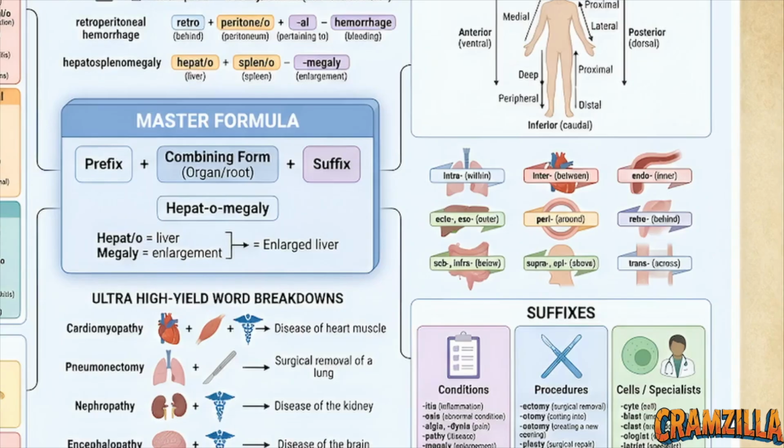Internal location prefixes act as spatial prepositions. Intra means within, inter means between, trans means across, and endo means inner.